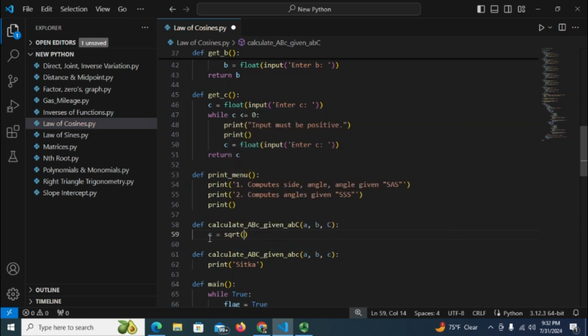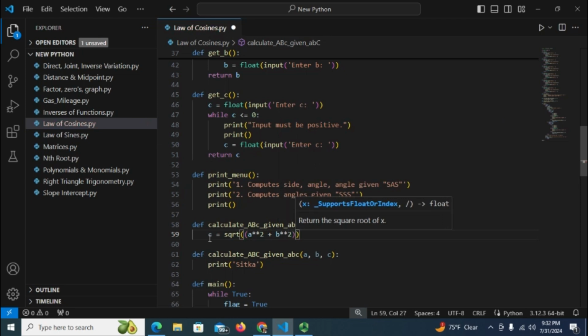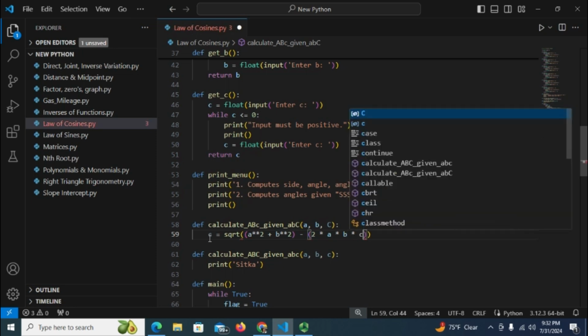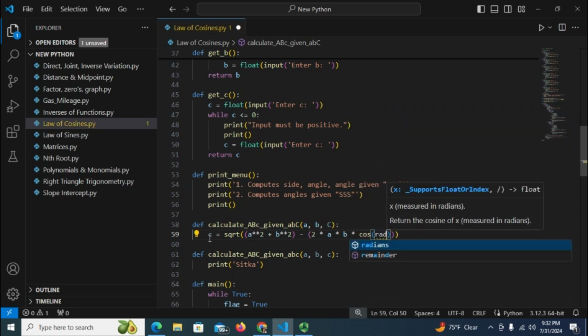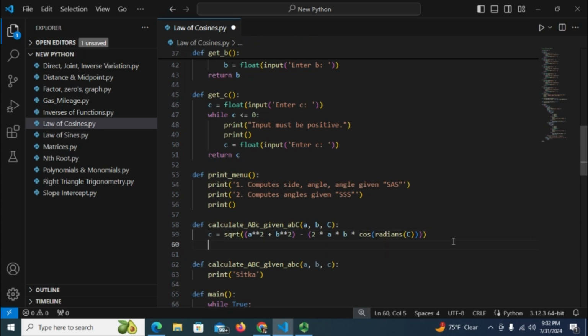So SQRT, this is a big whole chunk of stuff here. A squared, if we can type it. We have a squared plus b squared, and this is minus, parentheses, 2ab, like this, and multiply cosine radians C. So calculating C right now. Okay, and then we have A in radians. This would be angle A in radians.